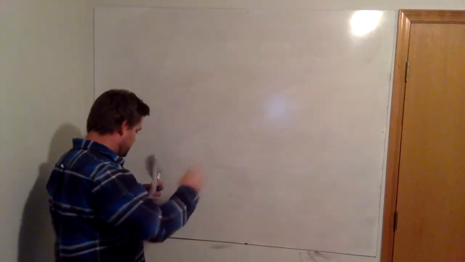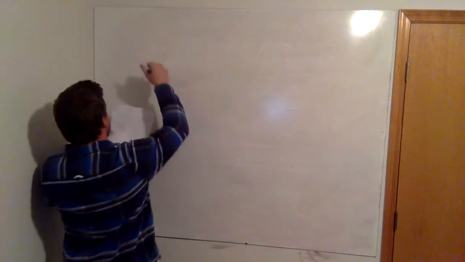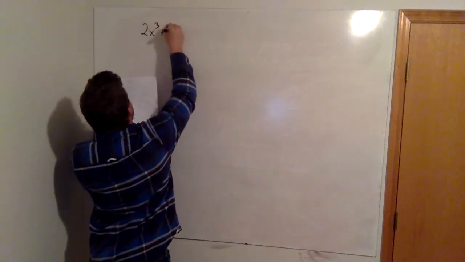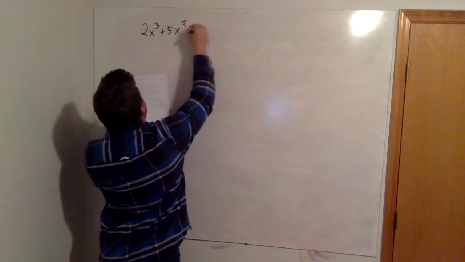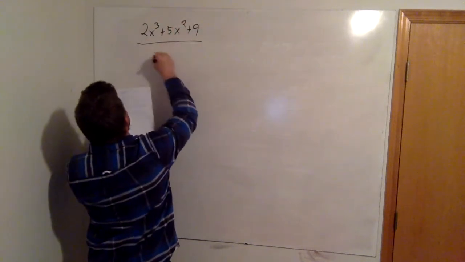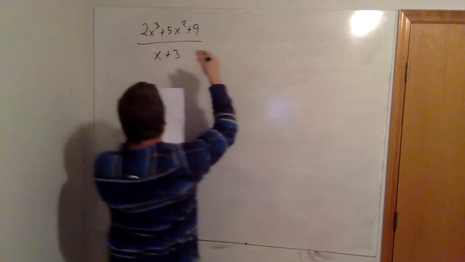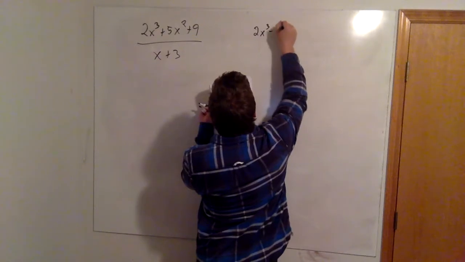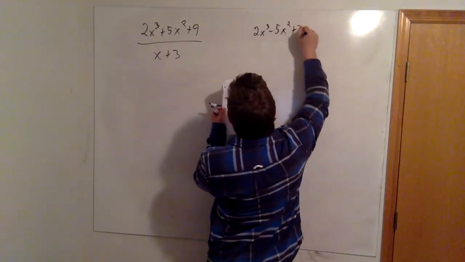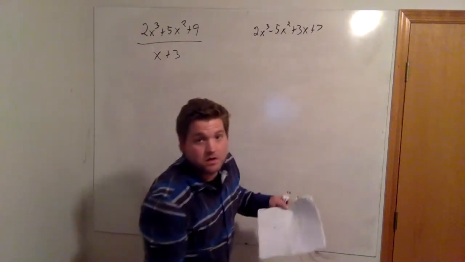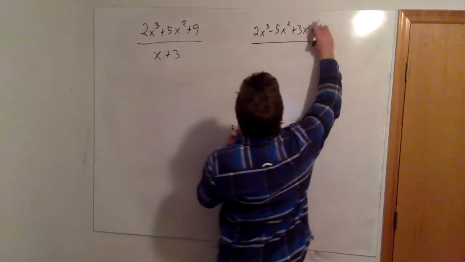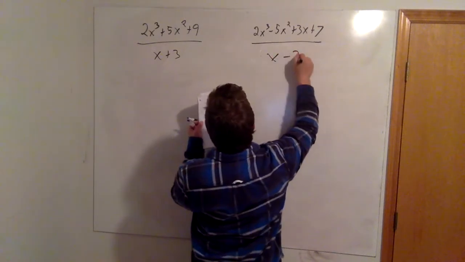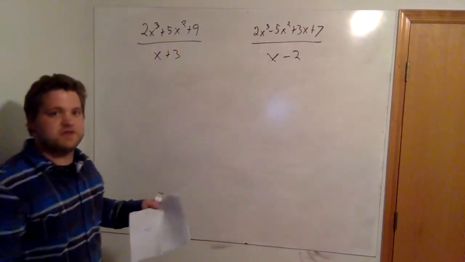Okay, so let's say we have 2x cubed plus 5x squared plus 9 all over x plus 3. Give this one a shot. And also, how about 2x cubed minus 5x squared plus 3x plus 7 all over x minus 2? Okay. Pause the video, give these a shot.